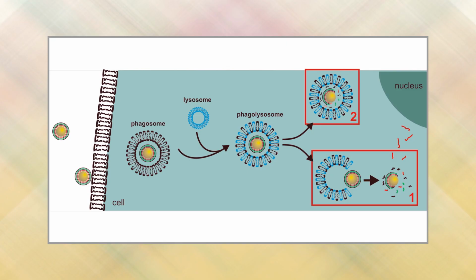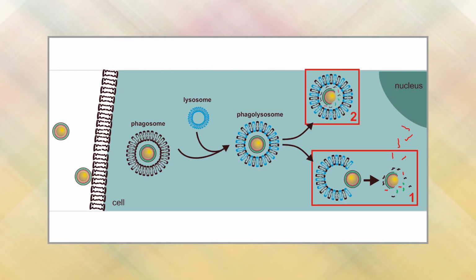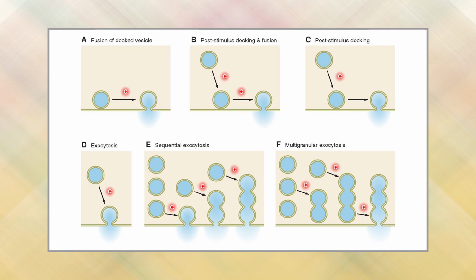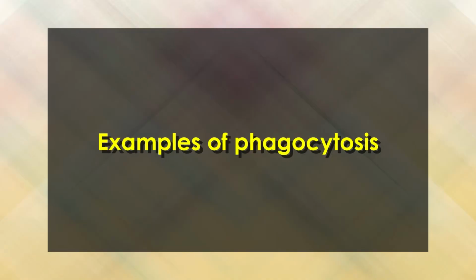Step 4. The cell ingests the particle and the particle is enclosed in a vesicle called a phagosome. The phagosome transports the particle into the cell. Step 5. A lysosome fuses with a phagosome and the particle is digested. A phagosome fused with a lysosome is called a phagolysosome. Step 6. Cellular waste such as broken down molecules that the cell cannot reuse is discharged from the cell by the process of exocytosis.